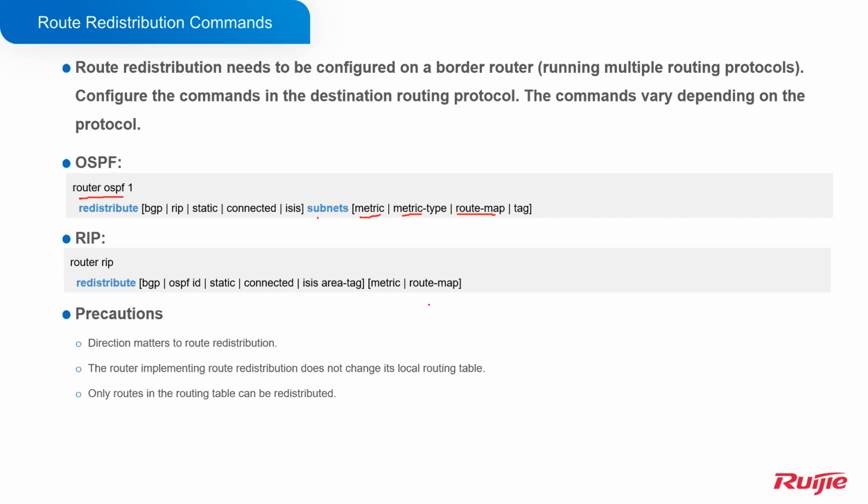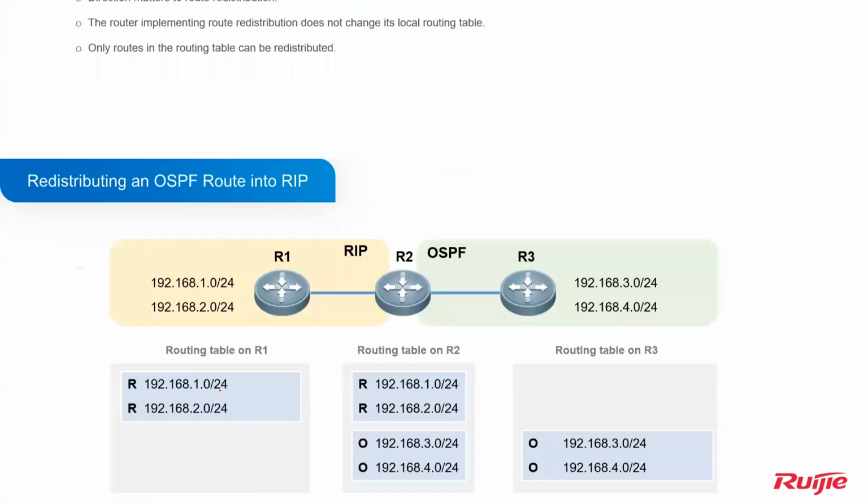And the router implementing route redistribution does not change its local routing table. You can think about it. If we do the route redistribution on R2, and R2 is running both OSPF and ISIS, then without route redistribution, R2 has already mastered all the routing entries generated by OSPF and ISIS, and will install them into the routing table. So no matter if you redistribute or not, it will not change the local routing table. And only routes in the routing table can be redistributed, because only the routes in the routing table take effect.